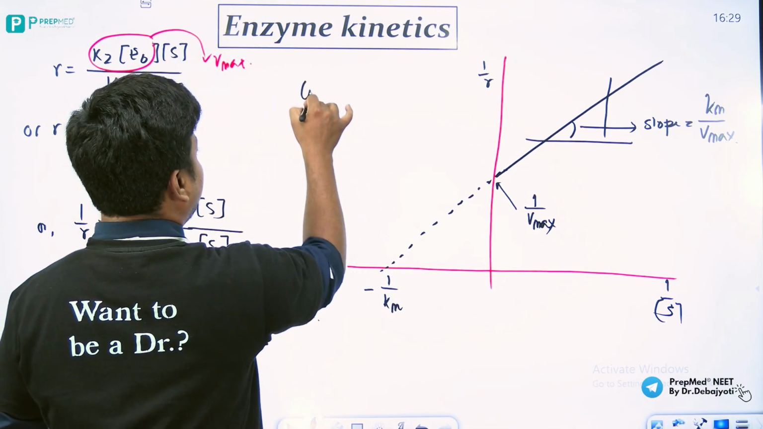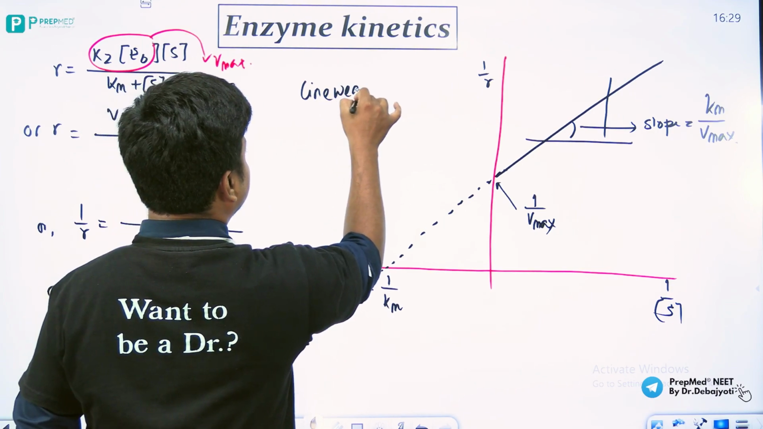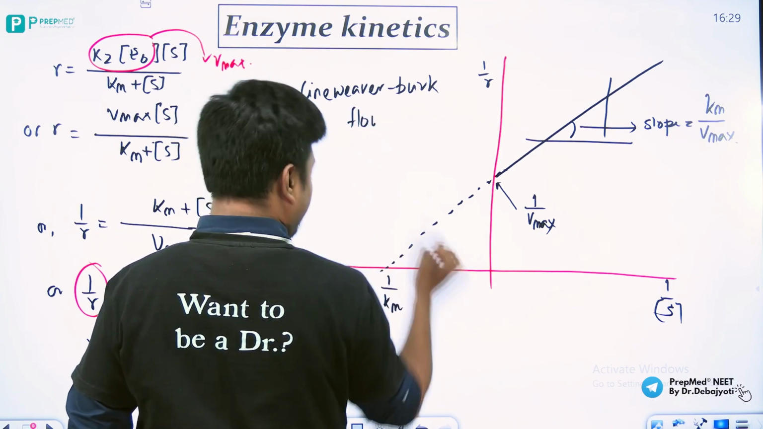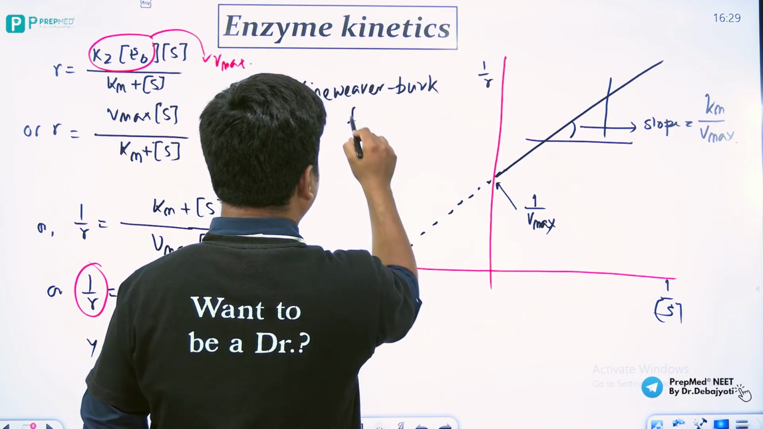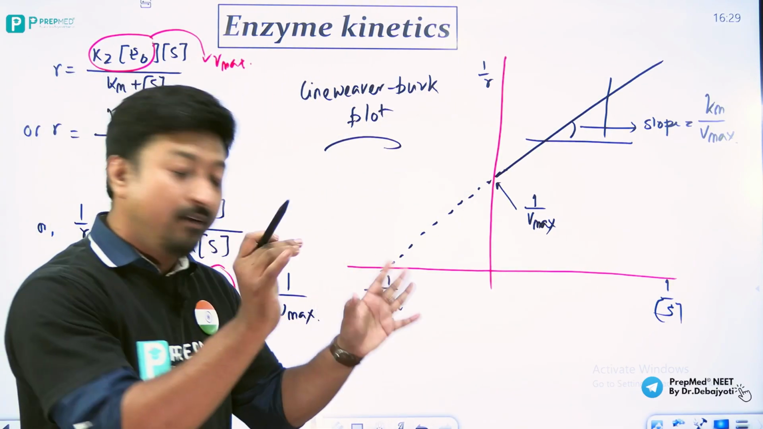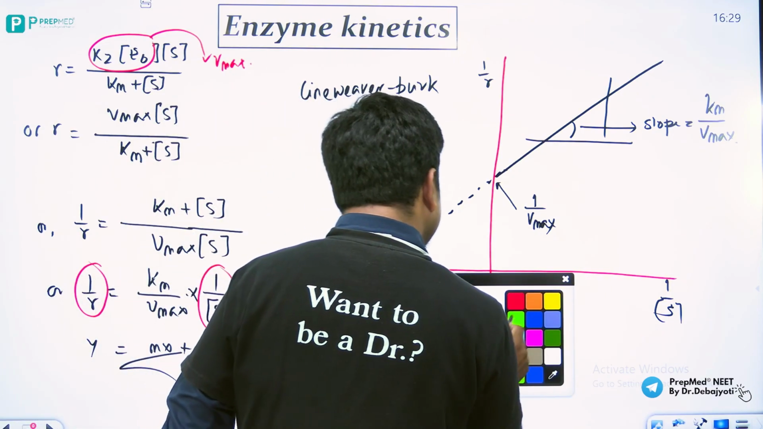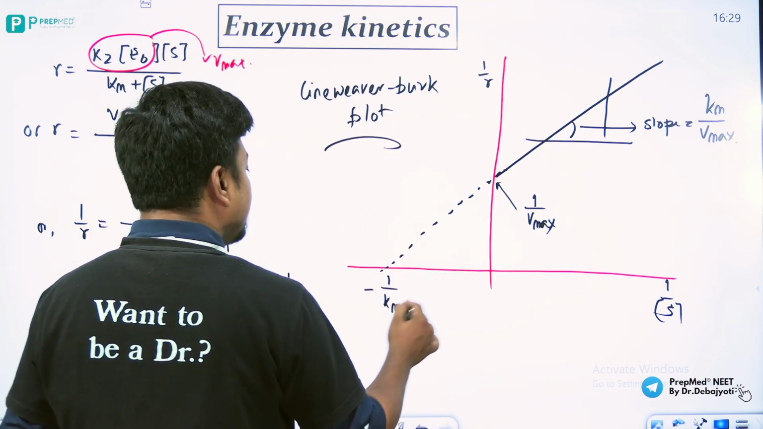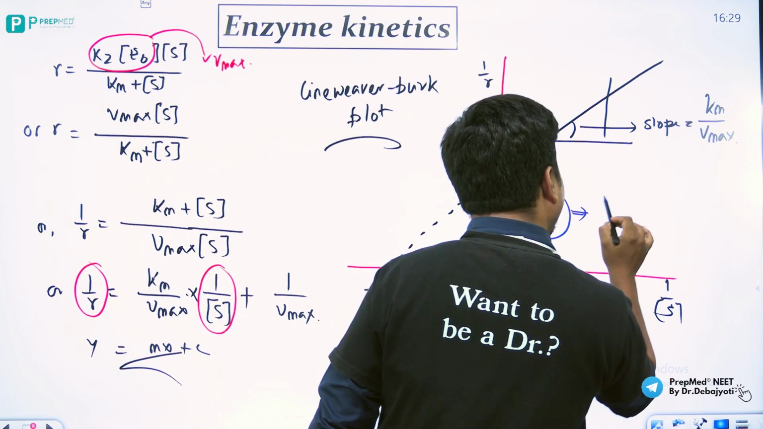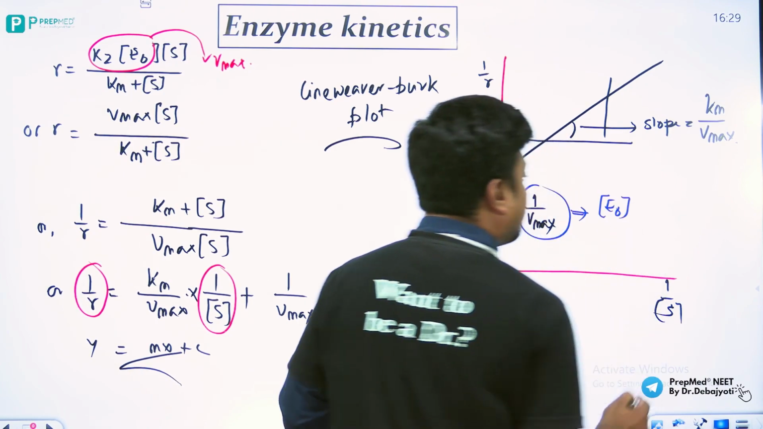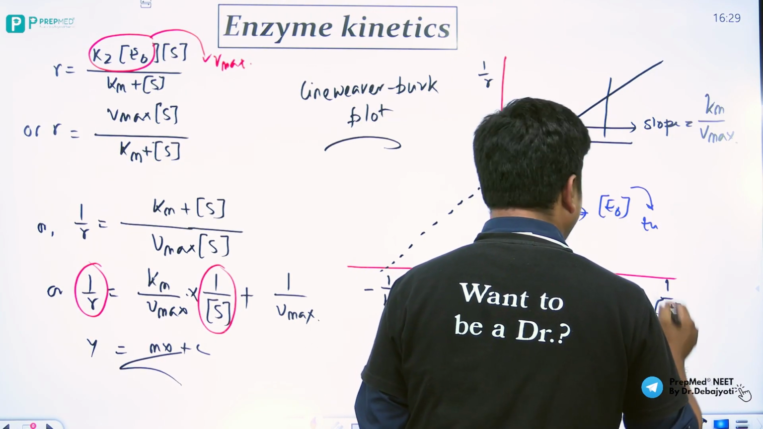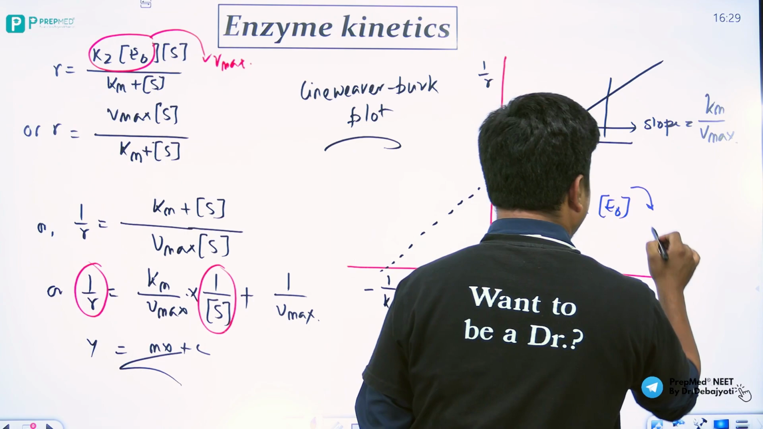This graph is a very, very important graph. It is called the Lineweaver-Burk plot. When we do enzyme kinetics, we usually plot this graph, and from it we determine several quantities, like V max. If we can determine V max and know the initial enzyme concentration, we can easily calculate the turnover number.